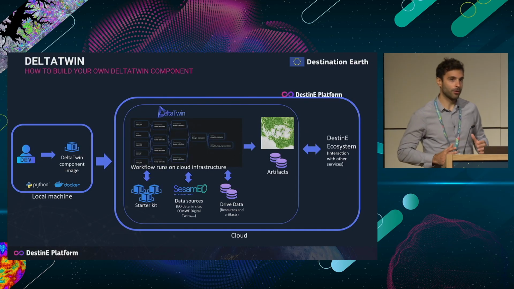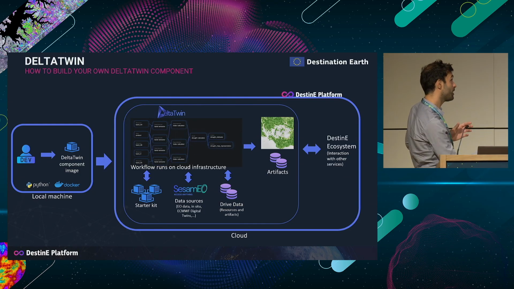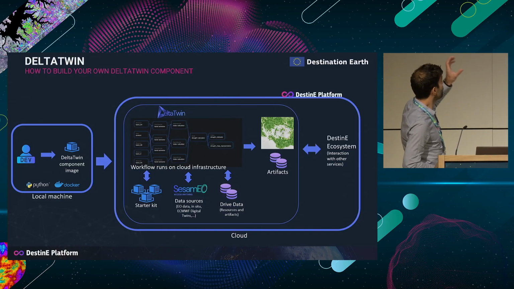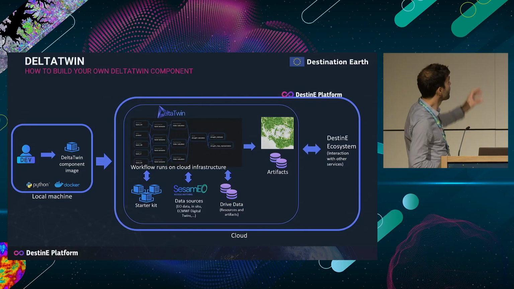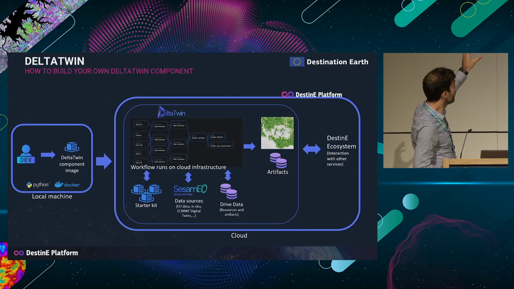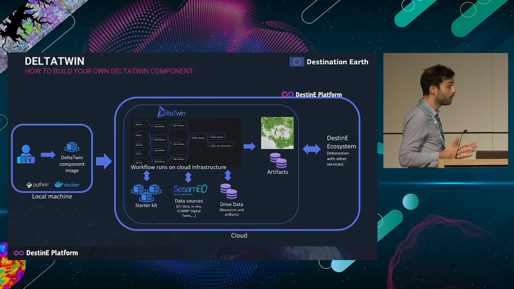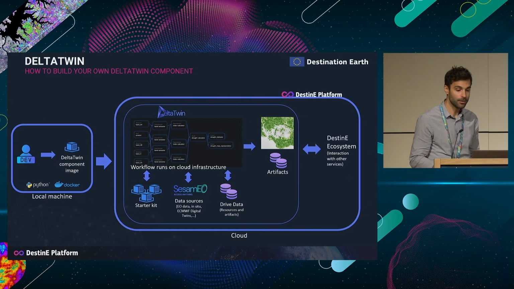So how to create your own Delta Twin? To do that, we give you here on this slide a quick overview of all the steps to provide some valuable data. First, you have an algorithm, a code, an AI model, or anything that gives value to the data. Currently, we support Python code. So you can embed your code in a Delta Twin component project structure. Then with Docker, you will build the Delta Twin component image. Then you can publish this image on the service, on the cloud infrastructure.